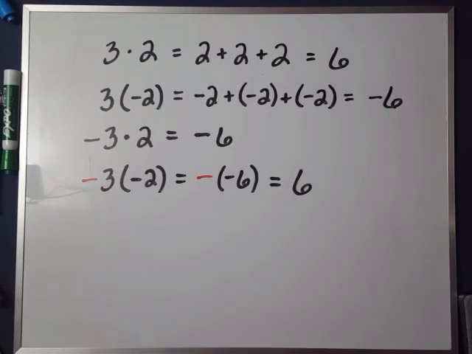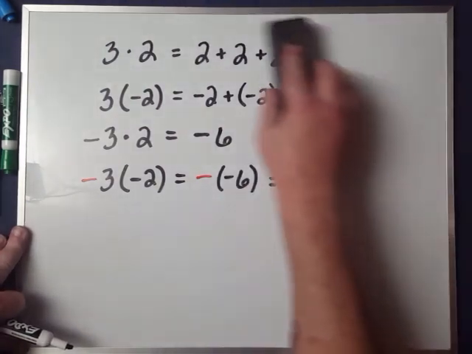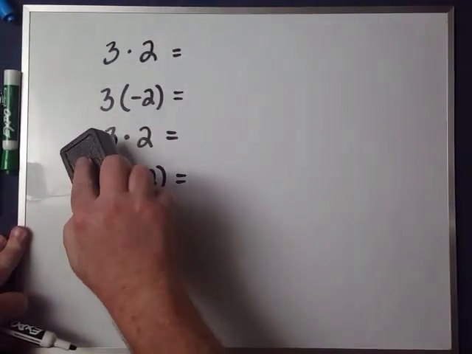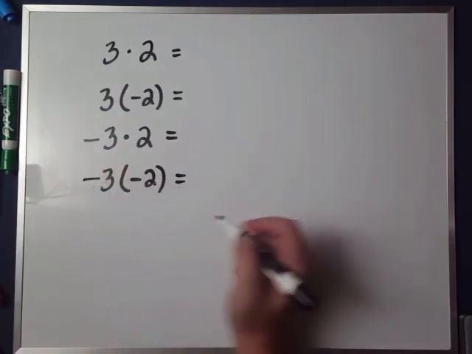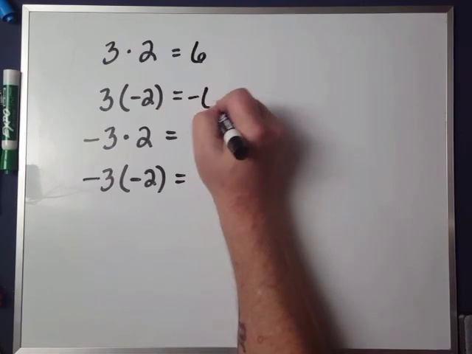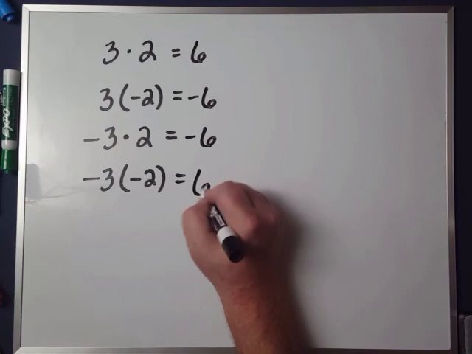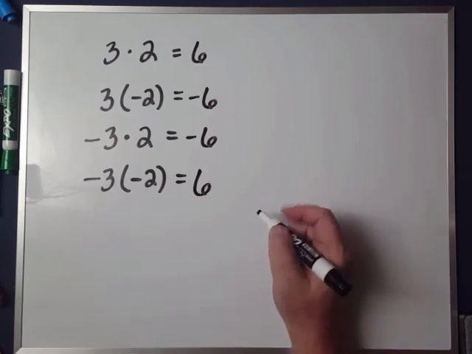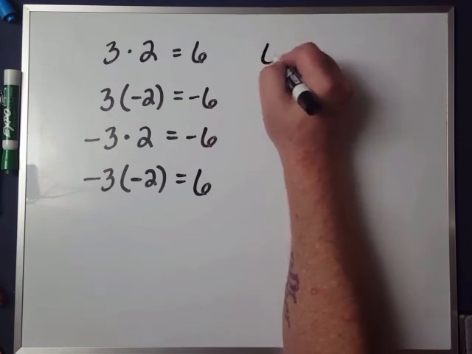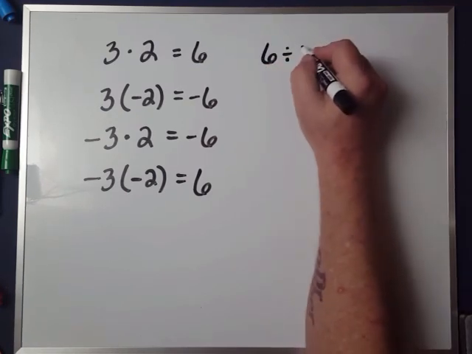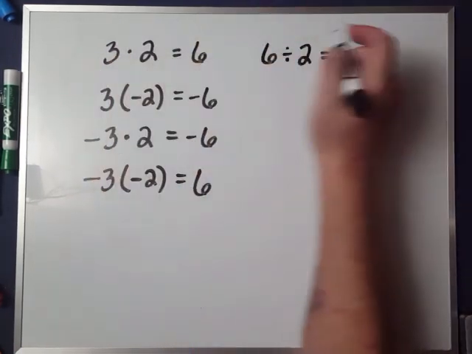Let's talk about division. And for division, let's use the results that we already have here on the board. Let me make a little room. Division is just reversing multiplication. If we look at this first problem, an equivalent division problem would be that 6 divided by 2 should give me back that 3.